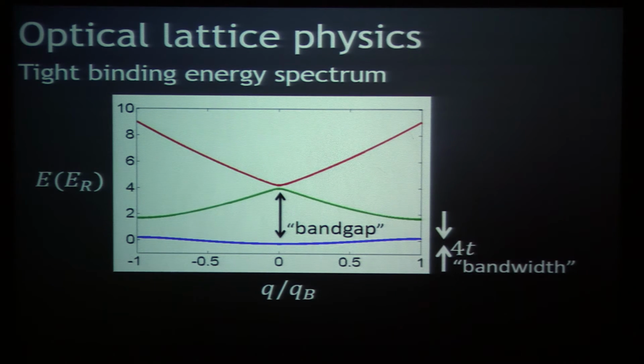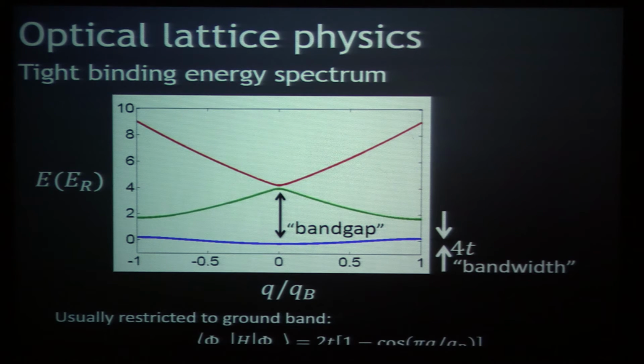Most of the experiments are done with atoms just in that ground band, the lowest energy band. So they're cooled to low enough temperature, so just in that ground band. And the atoms down there have a dispersion, which is 2t(1 minus cos(pi q over qb)), where qb is the edge of the Brillouin zone. Okay? So there's a band structure. Everybody's familiar with this? I probably don't need to draw it.